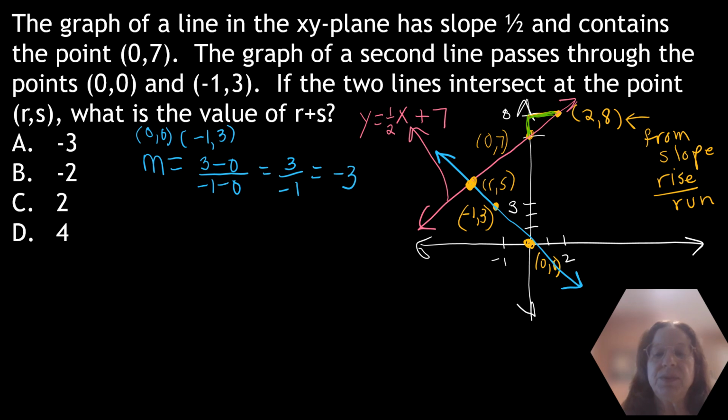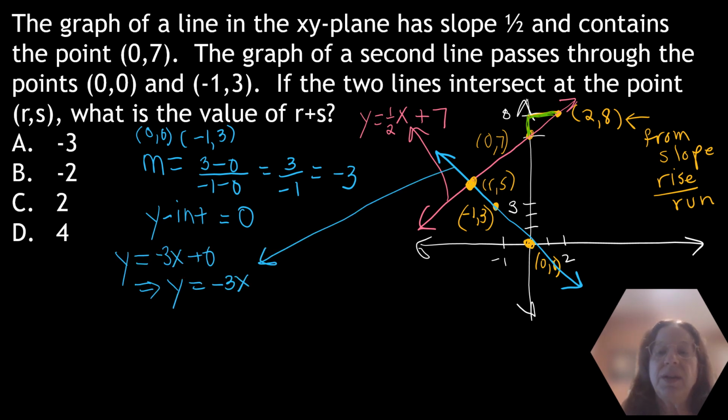The slope of the blue line: we have two points, so we can find the slope. We have (0, 0) and (-1, 3). We use the formula for the slope, which is y2 minus y1 over x2 minus x1. So we have 3 minus 0 divided by -1 minus 0, which is 3 over -1, which is -3. The y-intercept for the blue line is just 0 because it crosses the y-axis at (0, 0). So that line is y equals -3x plus 0, which is y equals -3x.